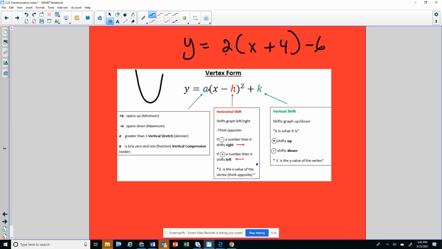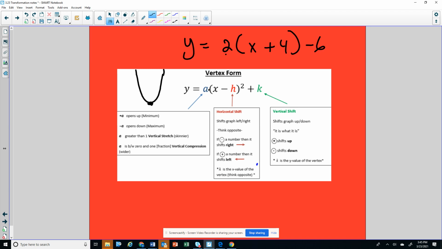All right. And so that's A right there. If A was negative, then it would open downwards. Now, when A is positive, again, the graph opens upward. What's going to happen is you're going to have a minimum point.